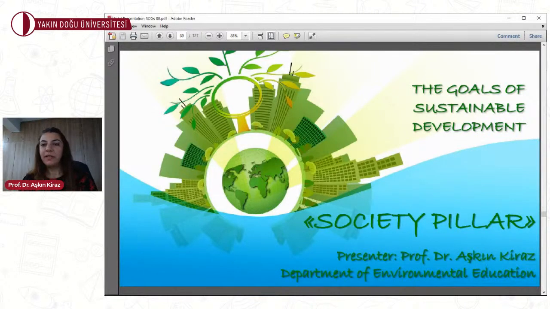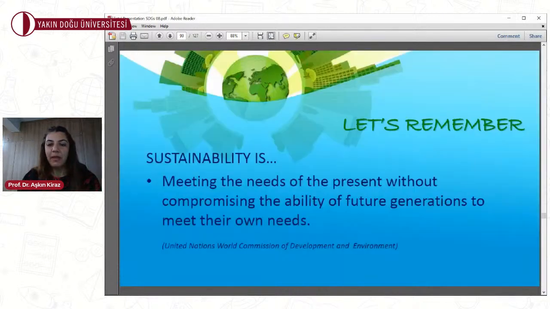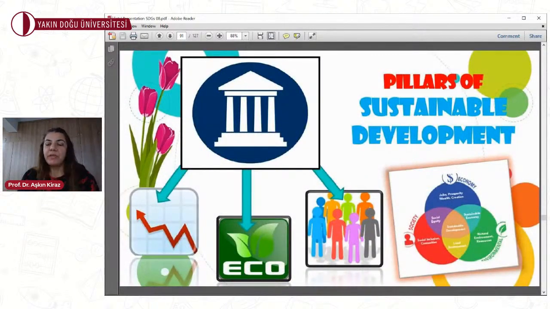I want to talk about the third pillar of sustainable development, the society pillar. Firstly, I want to make a different definition of sustainability, a different point of view. Sustainability is meeting the needs of the present without compromising the ability of future generations to meet their own needs. Yes, we talk about the three pillars of sustainable development: the economic, the environmental, and let's talk about the social pillar.